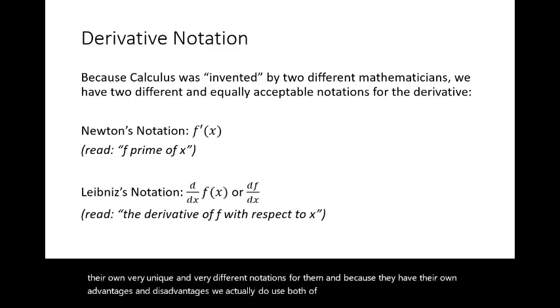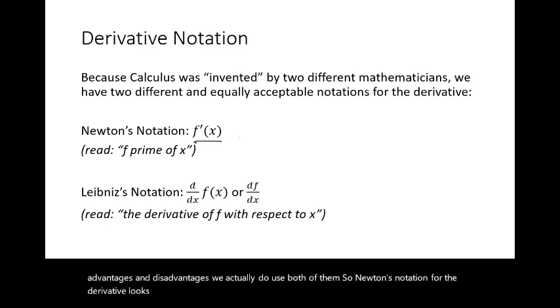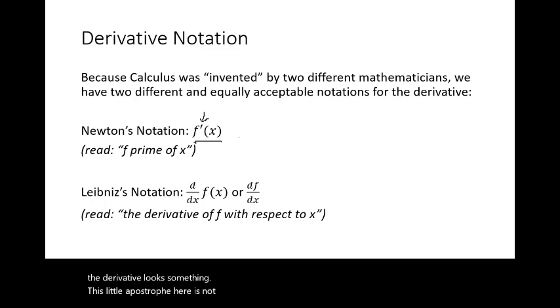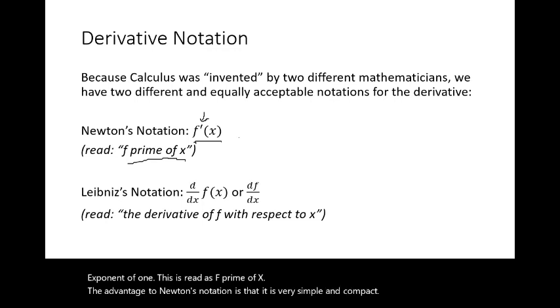So Newton's notation for the derivative looks something like this. This little apostrophe here is not an exponent of 1. This is read as f prime of x. The advantage to Newton's notation is that it is very simple and compact. And that's pretty much it.